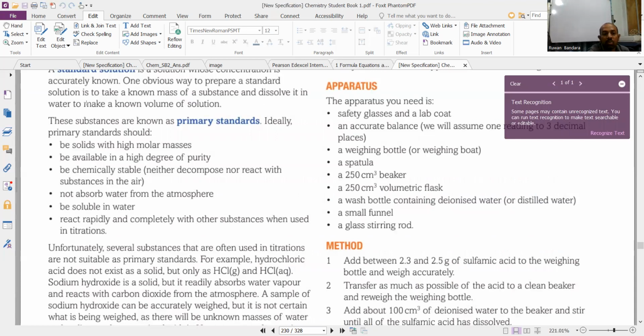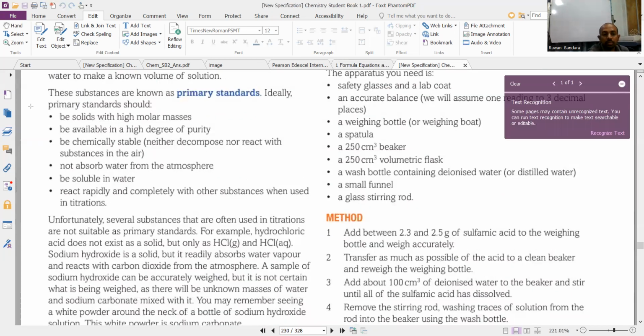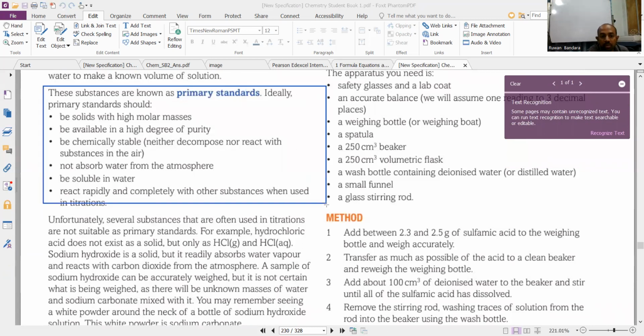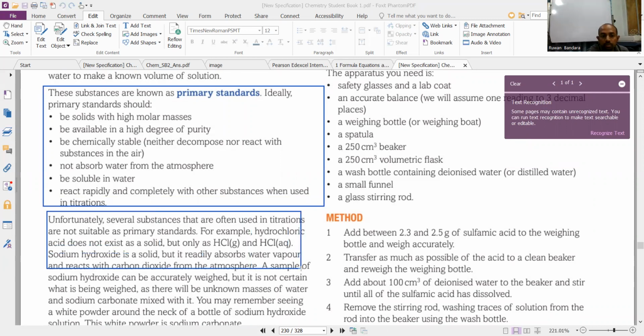Properties of primary standards. Copy this down. Okay, just copy this one.